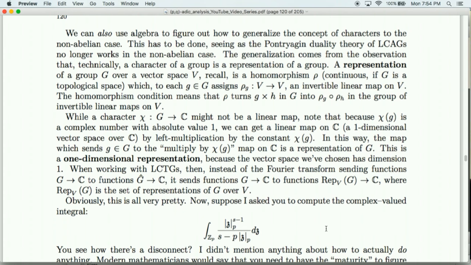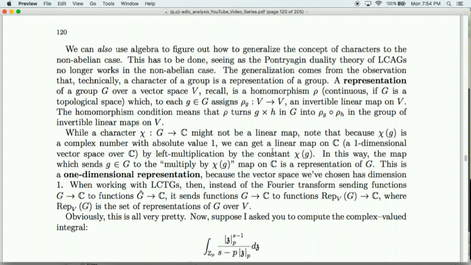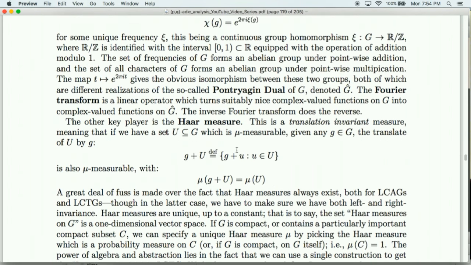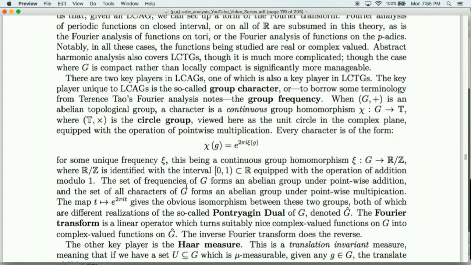Now, suppose I ask you to compute this integral. You see how there's a disconnect? While this is all very nice, I want to know how to compute this integral, because so far, you haven't told me how to compute a Haar measure. You haven't told me how to determine what a character is. You haven't told me if any group even has a non-trivial character or not. You haven't told me any of these things.